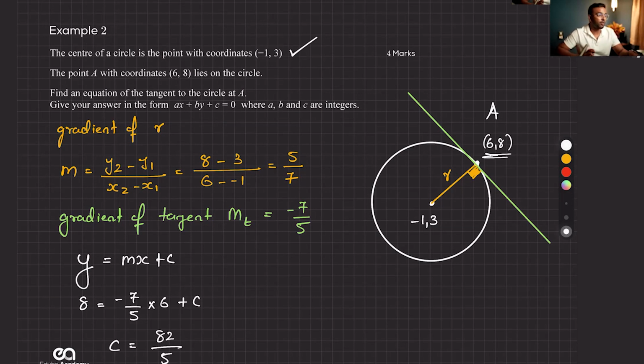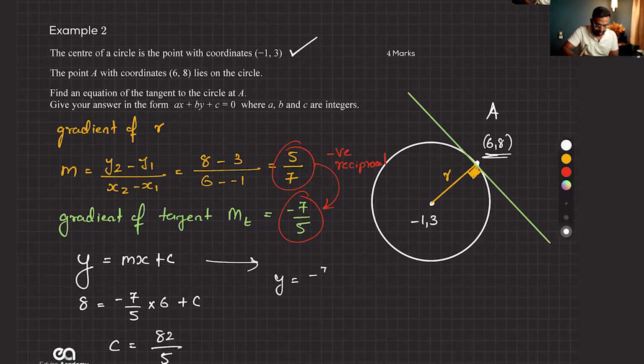Okay, we don't want decimals, everyone. Furkan, how I got this, it's the negative reciprocal of it. Remember? This to that is negative reciprocal. Got it? That's how I got it. Okay. Now I got c. So the equation will look like this. y equals minus 7 over 5x plus 82 divided by 5.